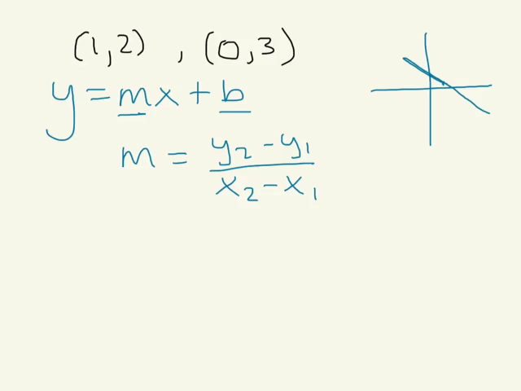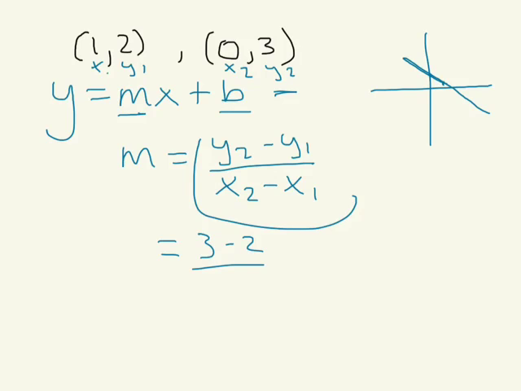And let's just label our points so we know what we're doing. Let's say this is x1, y1, and x2, y2. That way we can plug into this equation. So y2 was a 3, y1 was a 2, so that's 3 minus 2, over x2 was a 0, and x1 was a 1, so that's 0 minus 1. That gives us 1 on the numerator and negative 1 on the denominator. 1 divided by negative 1 is just negative 1, so our slope is negative 1.